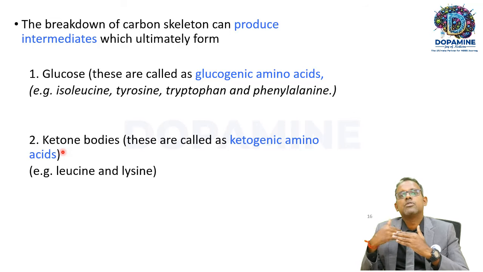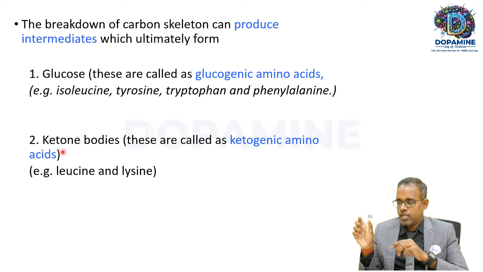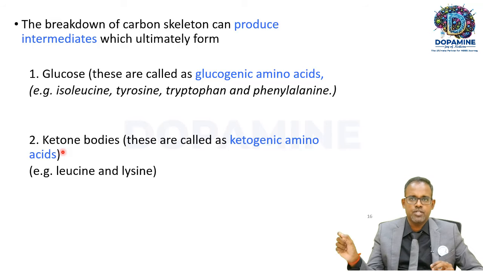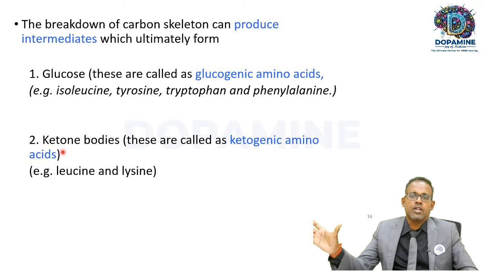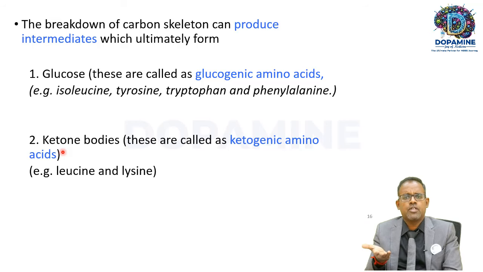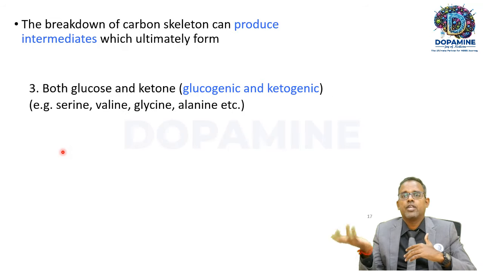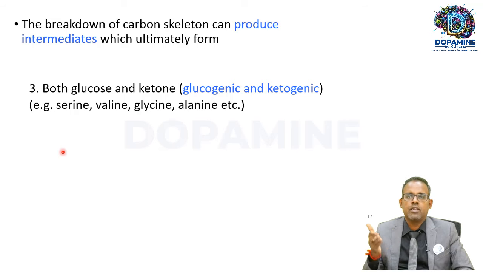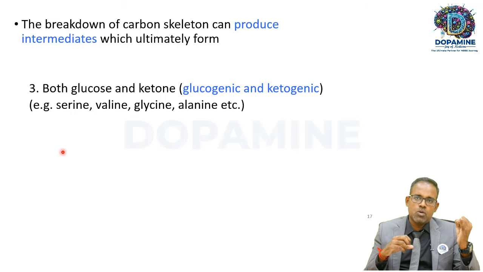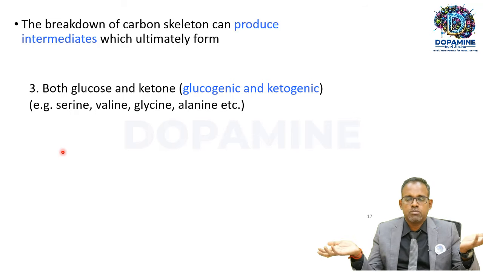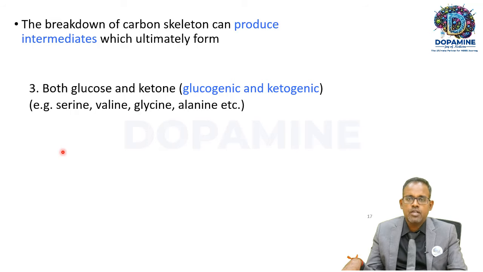To put it in clear words, when amino acids break down, they form intermediates, and those intermediates can be used either to form glucose or ketone bodies. If they form glucose, they are called glucogenic amino acids. If they form ketones, they are called ketogenic amino acids. These are the examples, so only 6 amino acids are covered. What happened to the remaining? The remaining amino acids can produce either glucose or ketones, which is why they are called glucogenic and ketogenic amino acids. For example, serine, valine, glycine, and alanine. So they can produce either glucose or ketone or both.